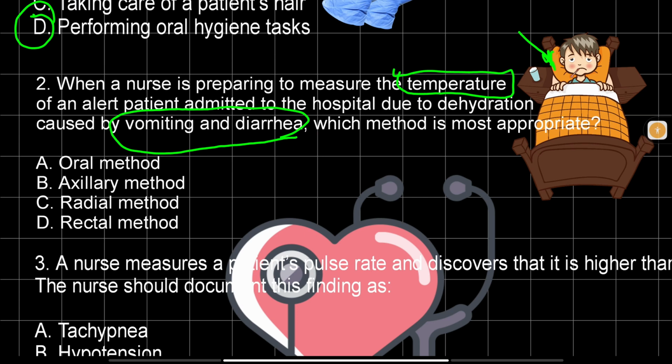Time is up, you guys. Very good, very good. Now let's answer this question. The right answer to this question is letter B, axillary method. Let me give you the rationalization. Axillary method: when a patient is admitted to the hospital due to dehydration caused by vomiting and diarrhea, the most appropriate method to measure their temperature is the axillary method.